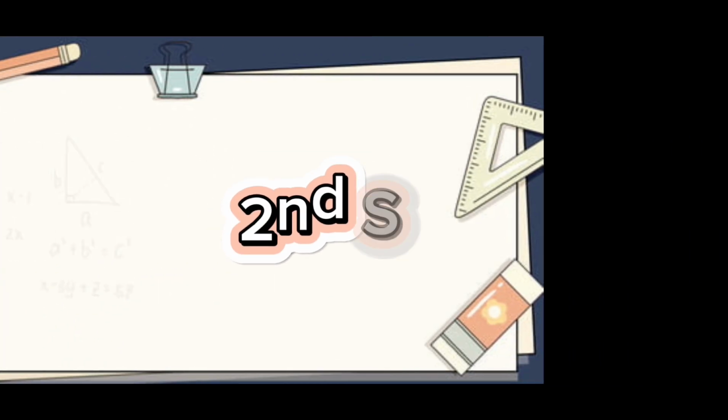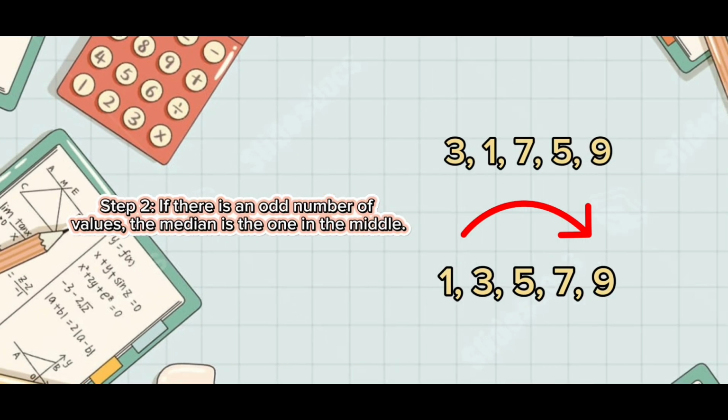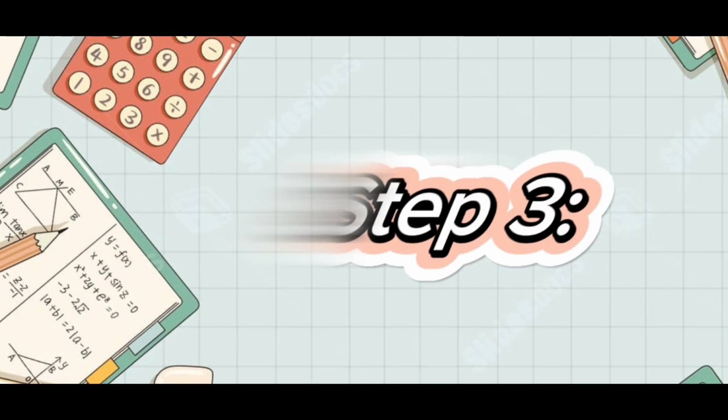Second step, if there is an odd number of values, the median is the one in the middle. Since there are 5 numbers, the median is the third number, which is 5. Step 3.